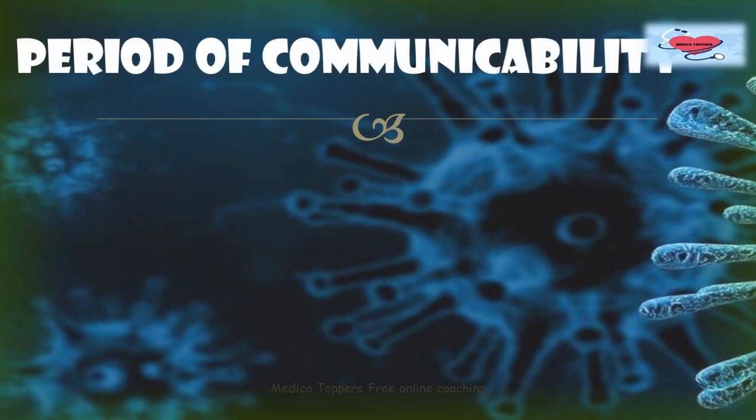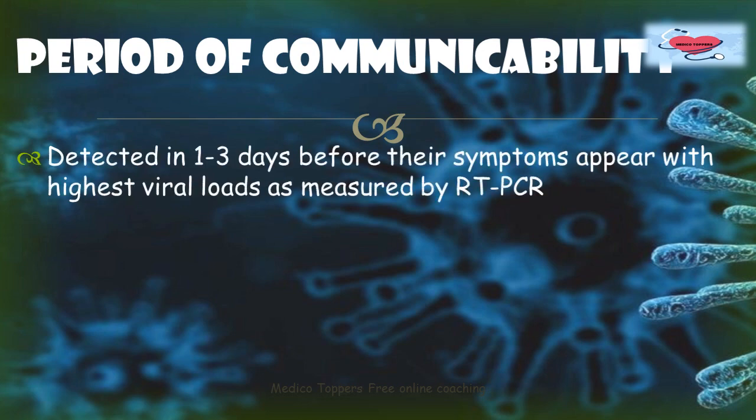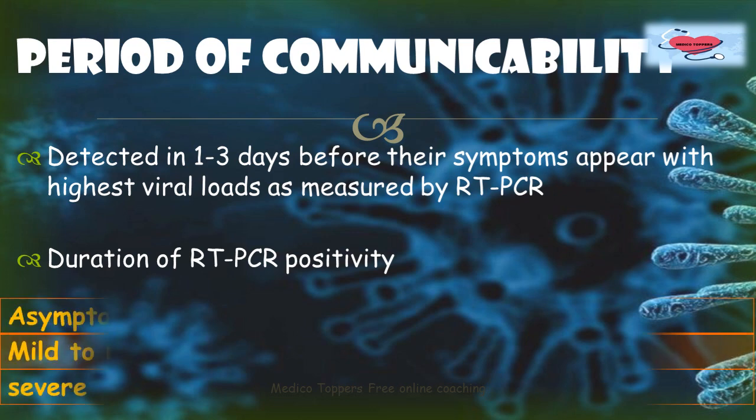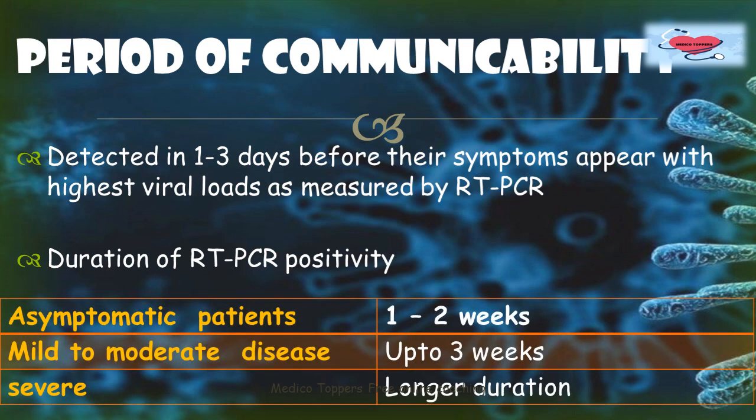Then comes the period of communicability of COVID-19. With the help of RT-PCR, we can identify the disease even 3 days before the onset of the symptoms. And then let's see the duration of RT-PCR positivity. In asymptomatic patients, the period is 1 to 2 weeks, and in mild to moderate disease, it will be up to 3 weeks, and in severe cases, the RT-PCR positivity will be for longer duration.